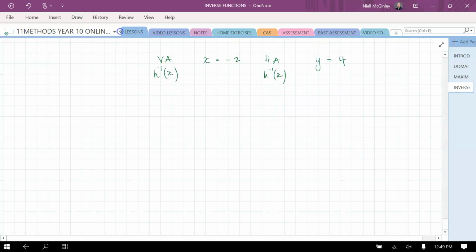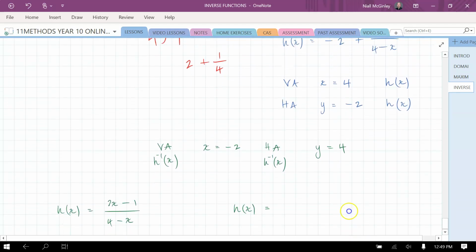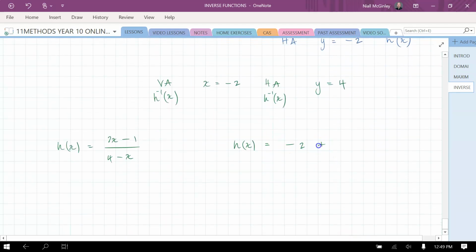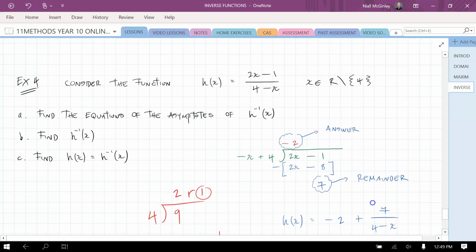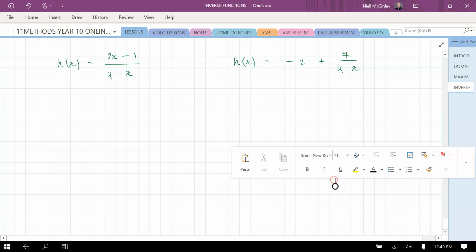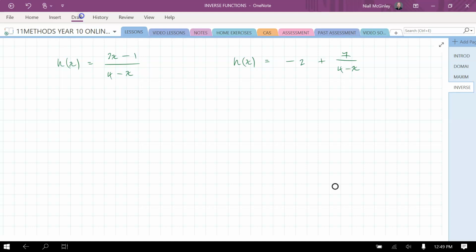Okay, so we've got h of x here. In this form it was 2x minus 1 over 4 minus x. And then when we changed the form, we got minus 2 plus 7 over 4 minus x. Okay, so I just check. Yes, I've got that right. So when you're working out the inverse, we can do it either way. So I'll show you both ways here, right? So first of all, I'm going to swap the x and the y around.